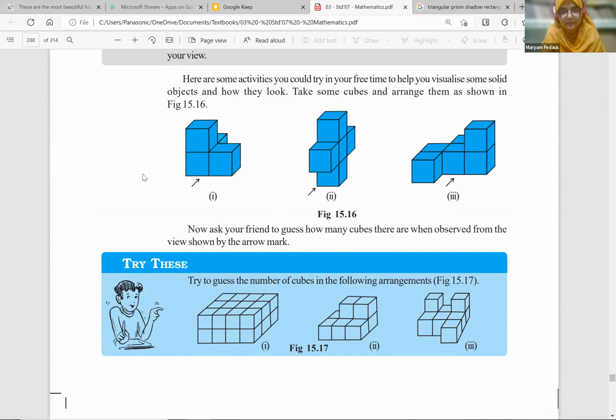Take a look at this one. Can you see my cursor where I'm pointing it? Yeah, I can see. The first image. Can you tell me how many cubes are over there? 4. Okay.